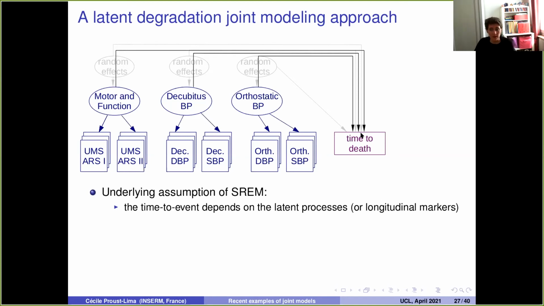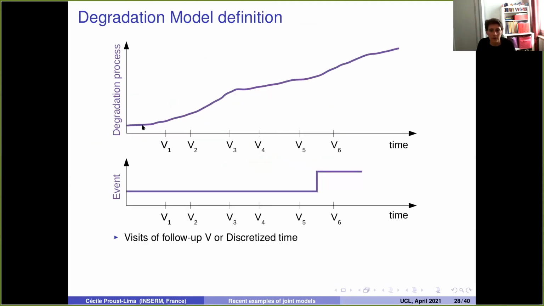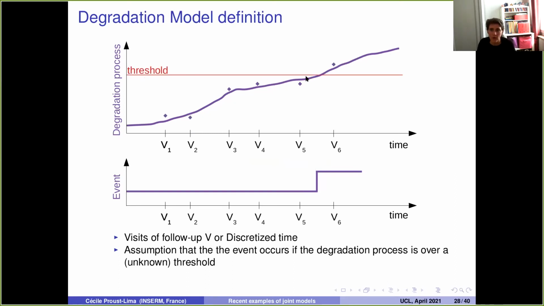And if you do that, well, you could go one step further and say that if all those dimensions impact the time to death, maybe actually there is a degradation process underlying death, which is characterized by all those dimensions. And then the time to death is just a manifestation of this overall degradation process. So basically, we would have a degradation process over time. And once you are above a certain threshold, then it means that you have the clinical event. That could be a diagnosis. In our case, it would be death.